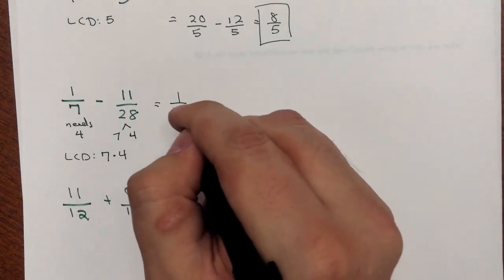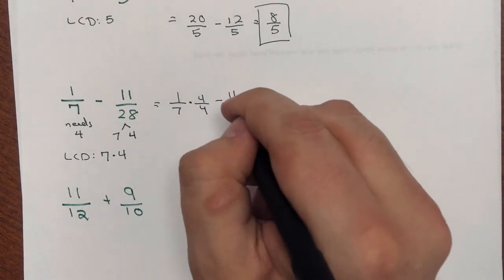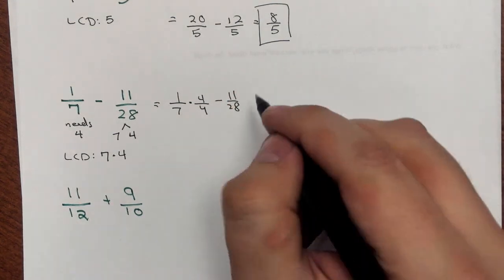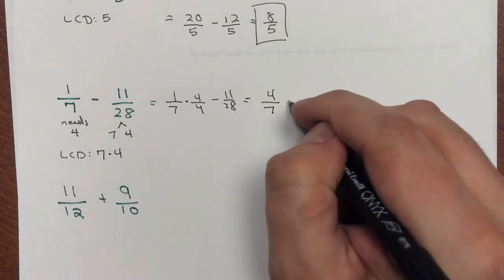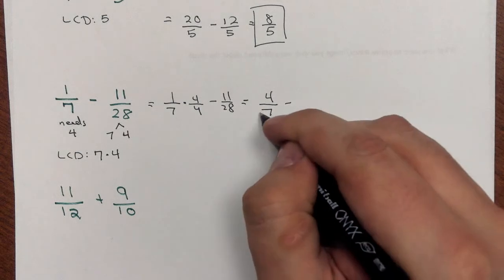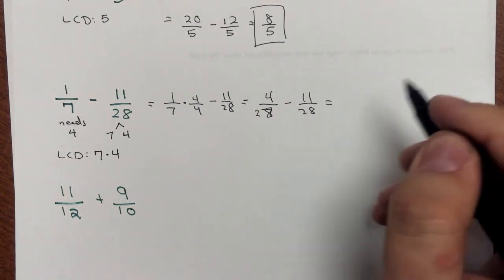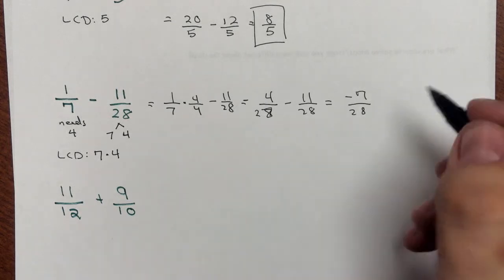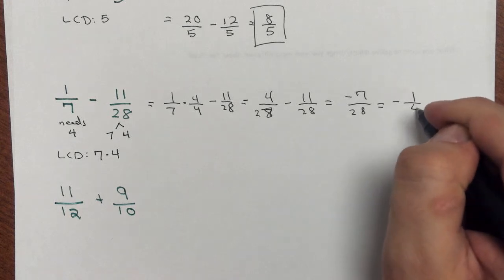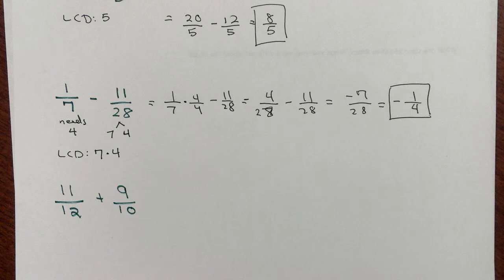So what I will do is say 1/7 times 4 over 4 minus 11/28, which is fine. And what is this? This is 4/28, it's my mistake, minus 11/28, which is negative 7/28. And this does simplify. This is negative 1/4. Okay? 2 more examples.